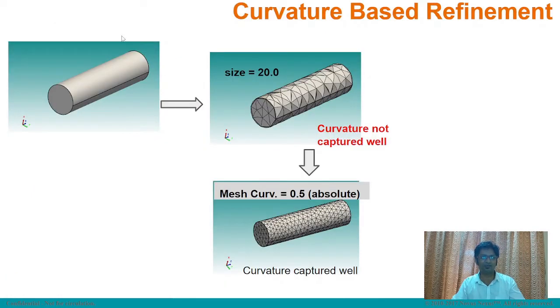Similarly, if your part is a cylindrical part and if you want to capture the curvature, then you can use a mesh curvature attribute with appropriate value and the curvature will get captured accordingly. So this way you can also capture the curvature based on your requirement.